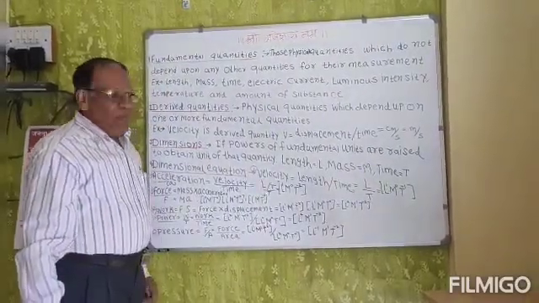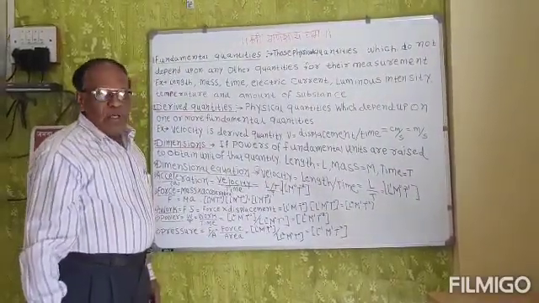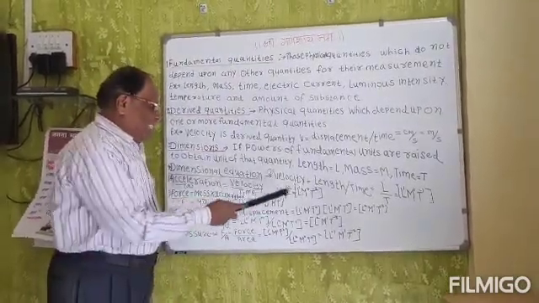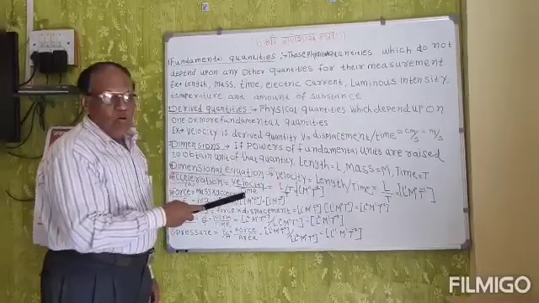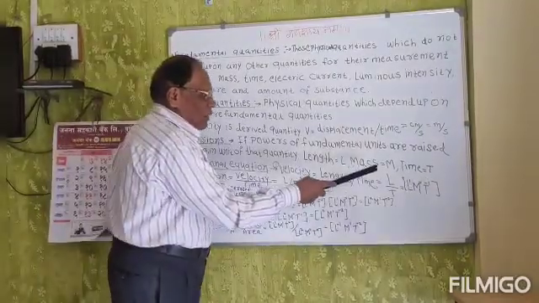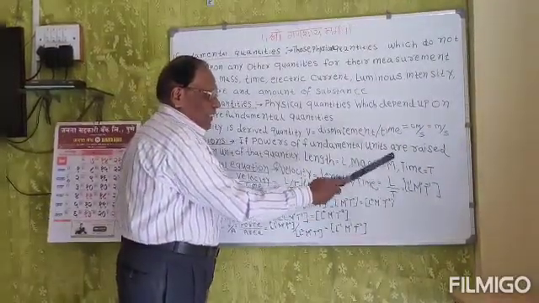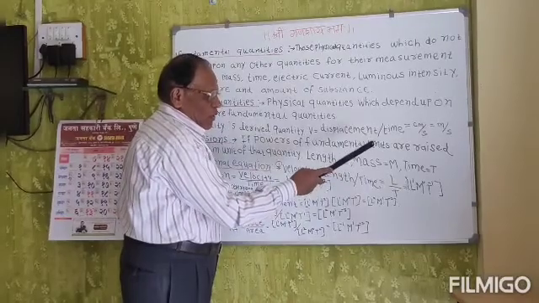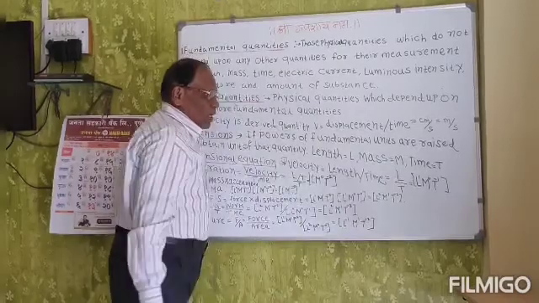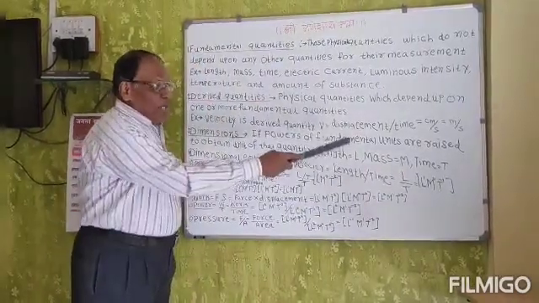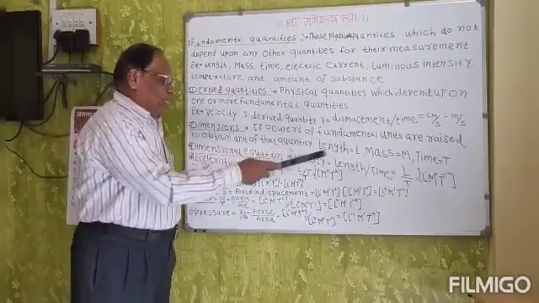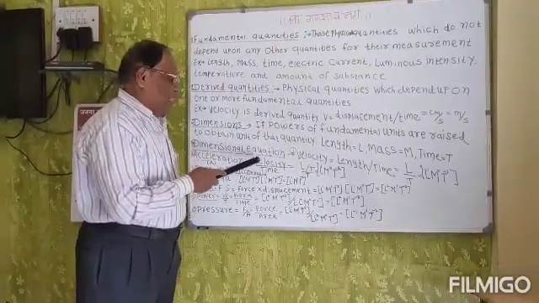Why have we written mass to the power 0 here? Because mass is absent in the formula of velocity. Therefore, in the square bracket, if we write an equation in terms of length, mass and time by raising their powers 1, 0 and minus 1, that is called the dimensional equation of velocity.